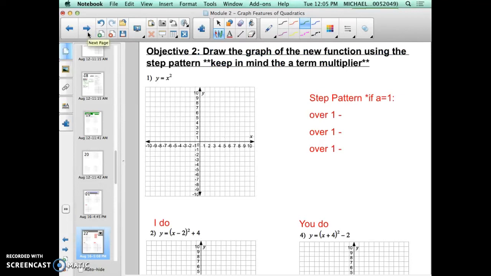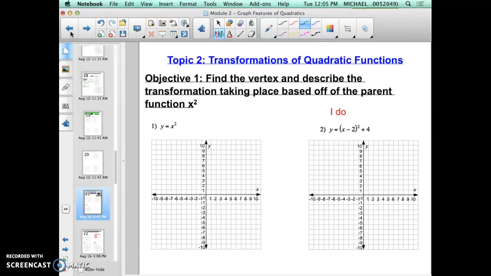objective 2 within this video. Objective 1 is just finding the vertex and describing the transformation taking place based off the parent function x squared. There's no drawing in this objective yet. We're going to come back and draw them after we learn objective 2. Both are pretty quick and both are pretty straightforward. That's why I'm including them both in this video.